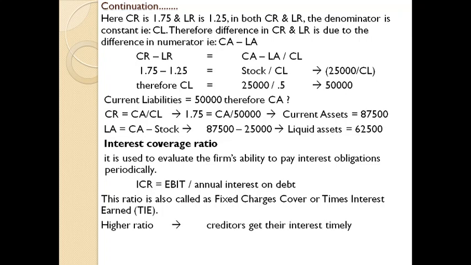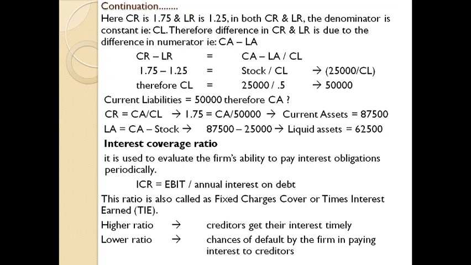The higher the ratio, it means the organization is in a condition to meet or pay the interest of the creditors timely. Everything goes fine. But if there is a lower ratio, it means the organization finds it difficult, or it's not in a good position to maintain the payments timely. That is bad for the creditors.